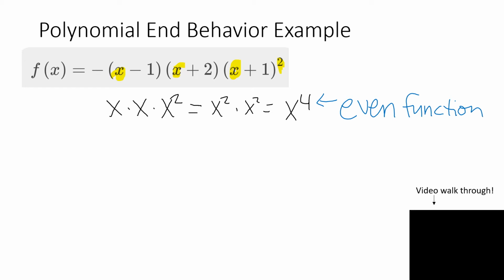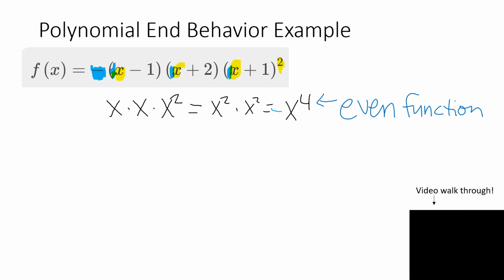And now I need to know, is it positive or negative? And for that, I'm going to come right here to the front. There is one negative sign right there. And I look at all my x terms. None of these are negative. There's nothing in front of x that is going to cancel out with this negative right here. So this means that my function is in fact a negative x to the fourth.